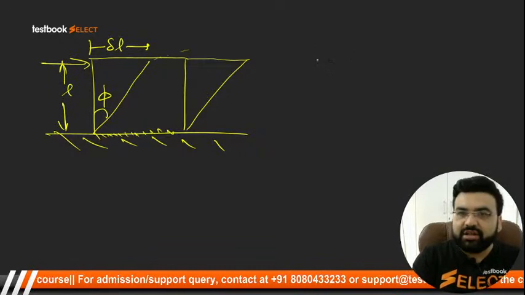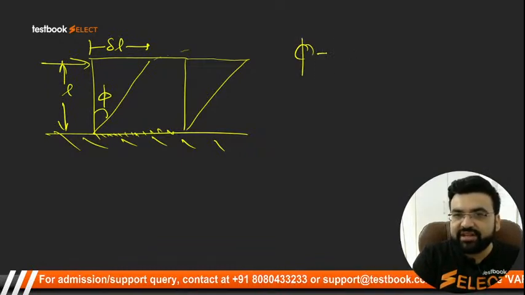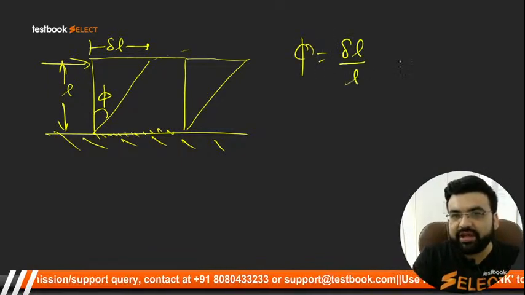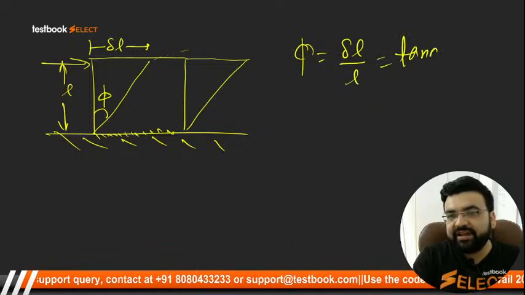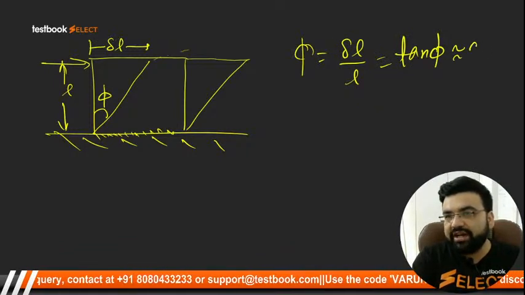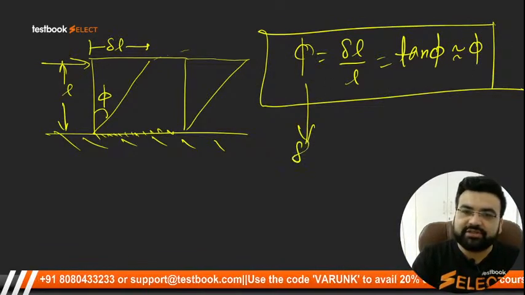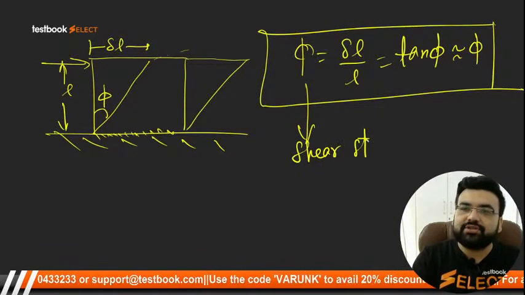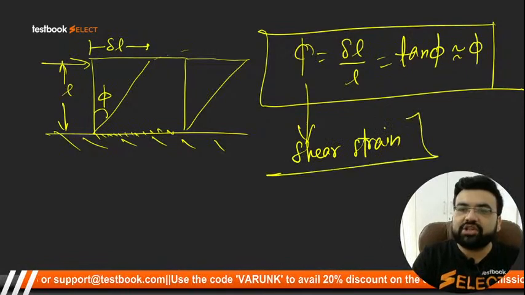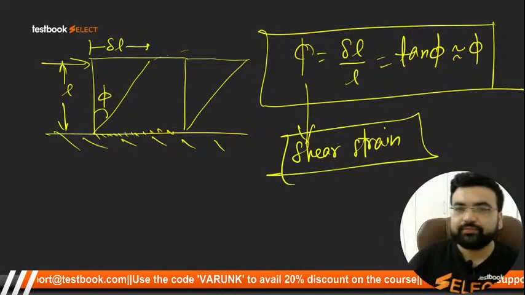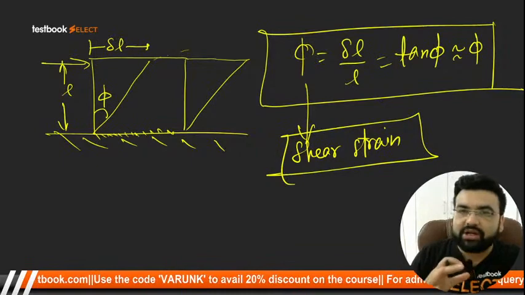So shear strain is defined as delta L upon L, that is your tan phi. And since the phi is very small, it will also be almost equal to phi. So this is what the shear strain is all about. Clear, students? I hope that you have got it.